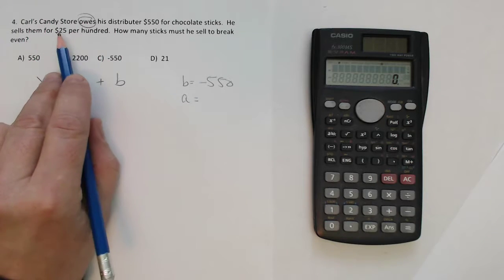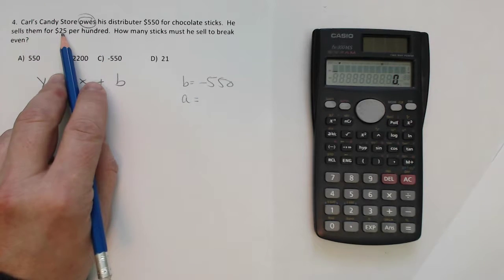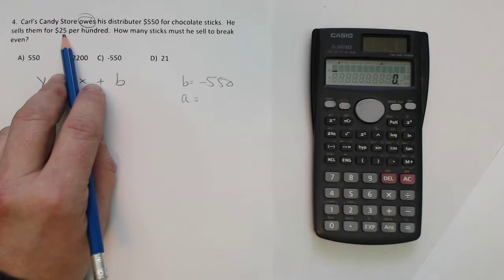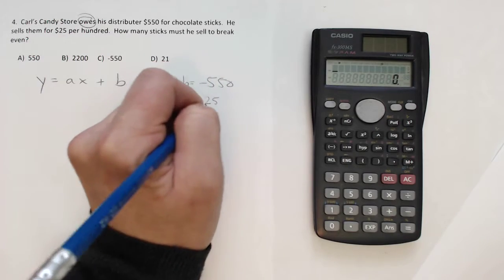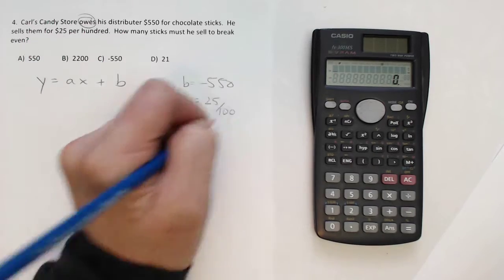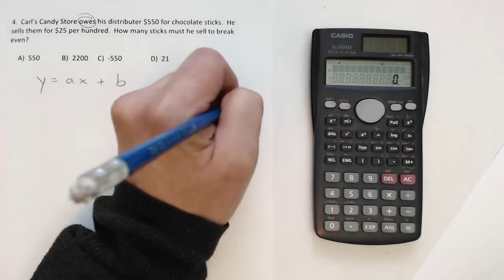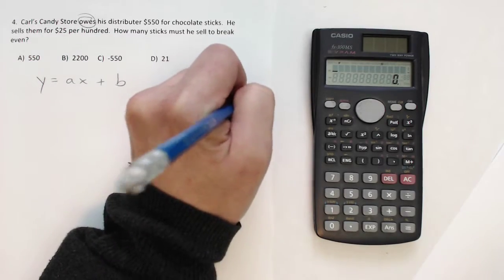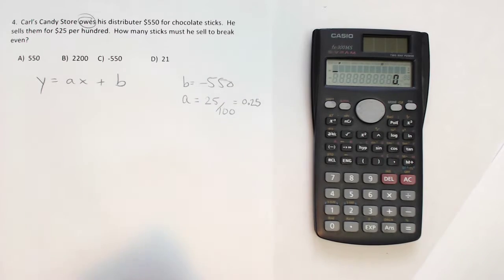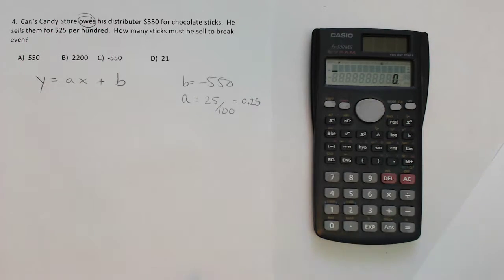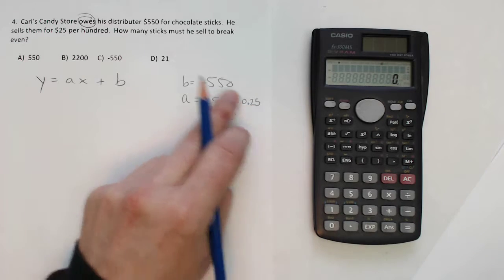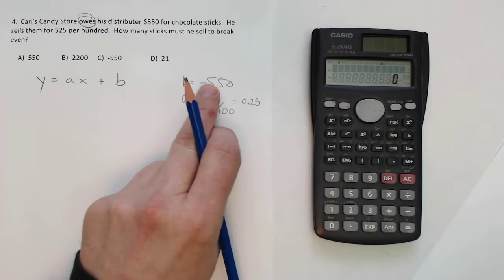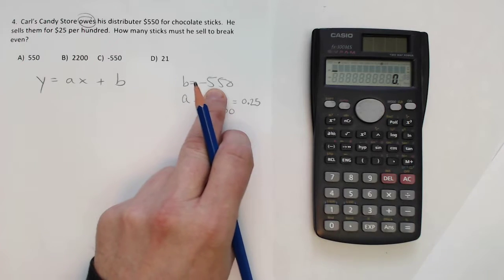Well, someone's going to want to put 25 for the rate of change. You got to be careful. He makes $25 when he sells 100 of those sticks. He makes $25 per 100 sticks. So when you divide that, what you really get there is 0.25. He makes a quarter. He sells each stick for a quarter. So he's got to sell a whole lot of sticks at 25 cents each in order to claw his way back up to zero from negative 550 bucks.